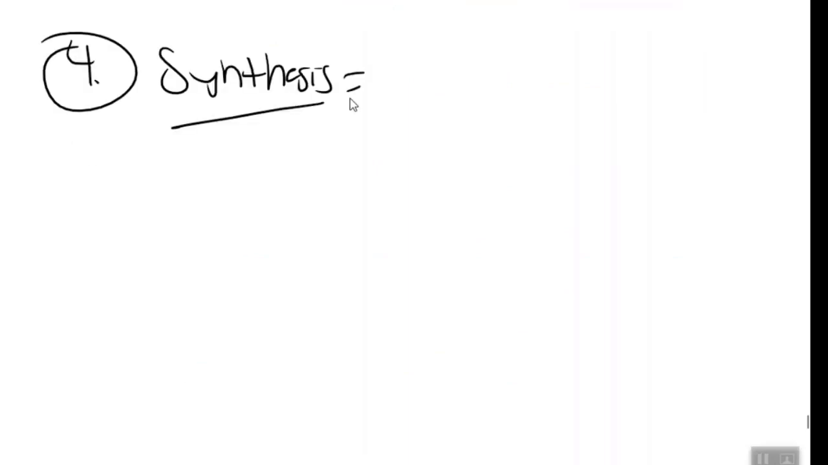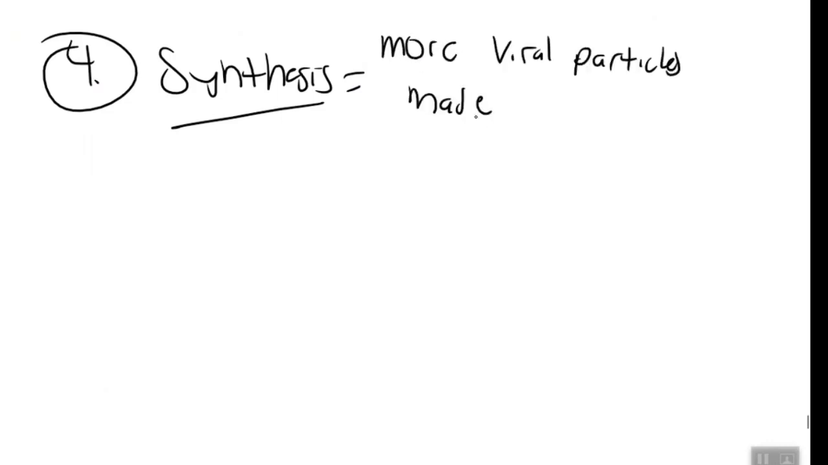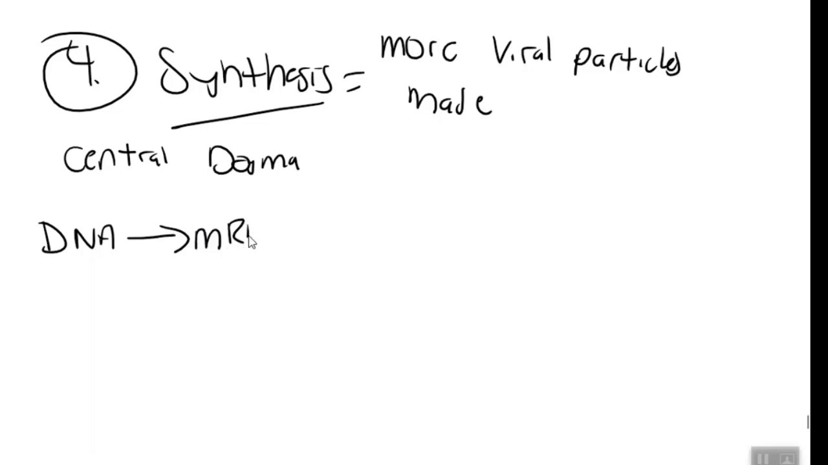Okay, now step 4 is synthesis. And what this means is synthesis of more viral particles. So more viral particles need to be made. Now I'm going to review with you something that you definitely have learned in biology before, but you may have forgotten, and that's the central dogma. That states that DNA is going to code for messenger RNA, which is going to code for proteins. And remember, proteins are essentially the building blocks of the virus.